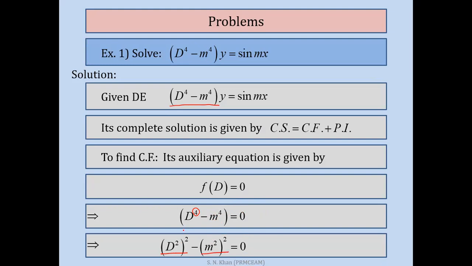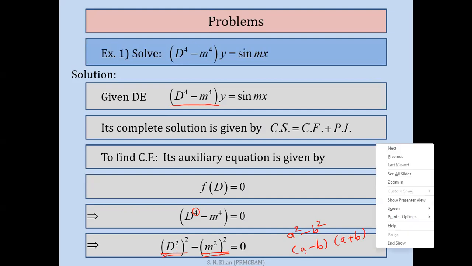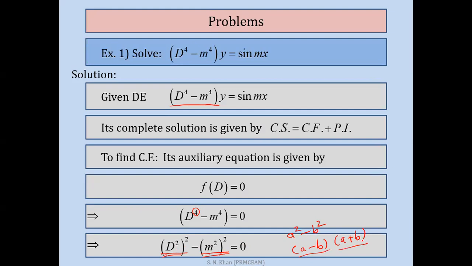D^4, we can write it as (D^2)^2. m^4, we can write it as (m^2)^2. And now it is in the form of a^2 - b^2 = 0. And a^2 - b^2 means we can write it as (a - b)(a + b). Okay? So a means D^2 and b means m^2. So it will become (D^2 - m^2)(D^2 + m^2).